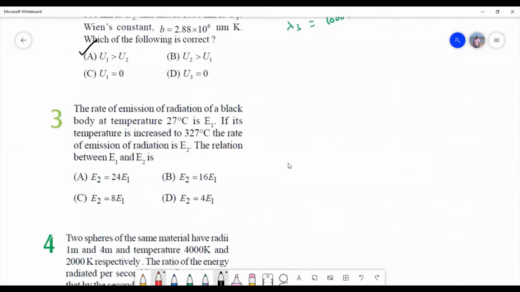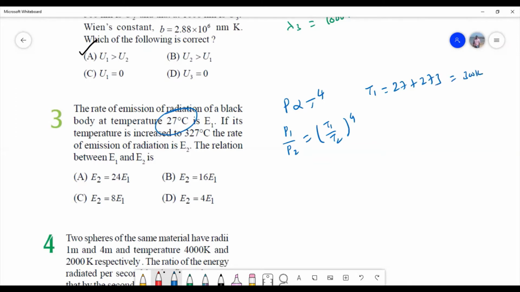The rate of emission of radiation of a black body at temperature 27 degrees Celsius is E1. If its temperature is increased to 327 degrees Celsius, the rate of emission is E2. Then what is the relation? This is a direct formula based problem, Stefan's law. According to Stefan's law, the rate of emission is directly proportional to the fourth power of its absolute temperature. So P1 by P2 is (T1 by T2) whole power 4. But it is very important that you get the temperature in Kelvin. It is in centigrade, so 273 plus 27 is nothing but 300 Kelvin.